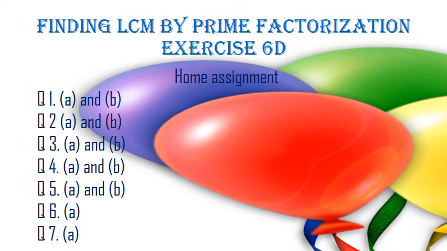This way children, we have come to the end of this exercise 6.0. I hope you have understood very well how to find out the LCM of two or more numbers by the prime factorization method. So now this is your home assignment, which you are supposed to do in your maths homework copy in very neat and clean handwriting.